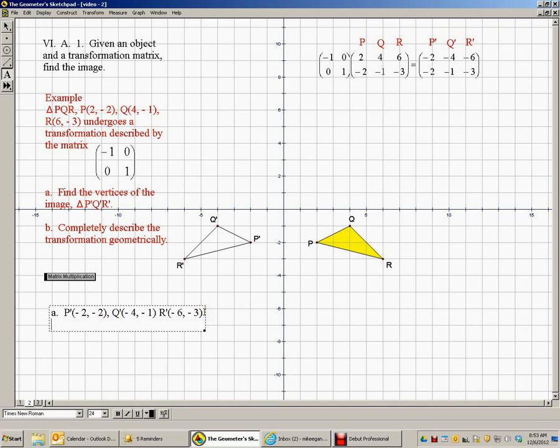And then question B is asking me to completely describe the transformation geometrically. So now I'm going to look at it visually. How do I get from this triangle to this triangle? Hopefully it's obvious to you that the triangle has been flipped over the y-axis. So this is a reflection across the y-axis. It's simply an application of matrix multiplication. So that's how that is done.